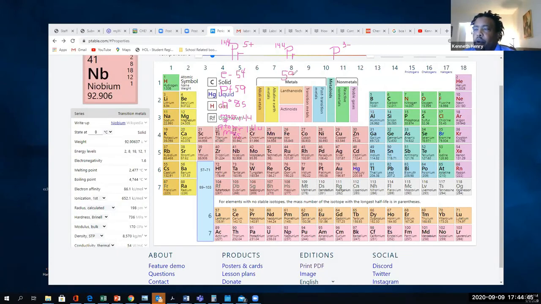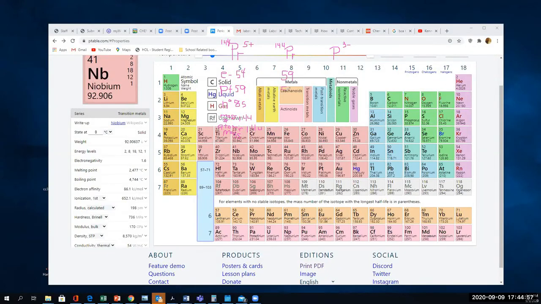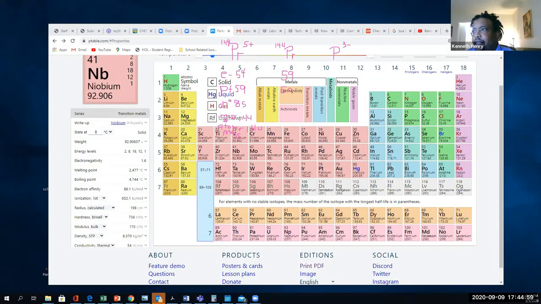Because remember, if it doesn't have a charge associated with it, that means your protons and your electrons are going to be exactly the same. And so that'll be 59. Where's the 59 from? 59 comes from our number of protons. We get our number of protons from our atomic number. Oh, there it is. Got it.